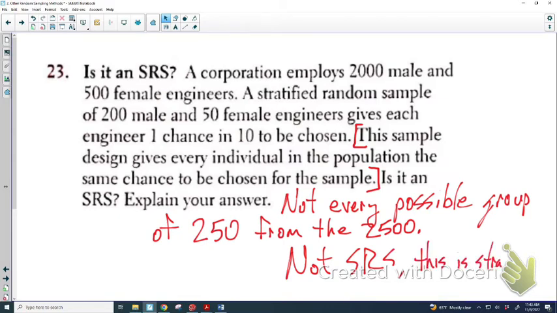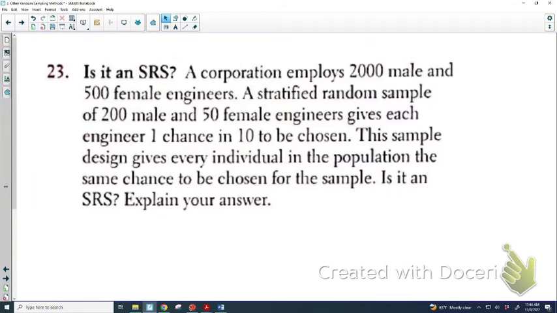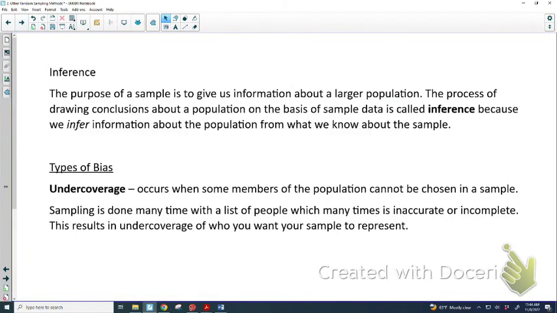I hope that makes sense to you. So two good examples of stratified and cluster. Next, we broke down types of bias. So in our class, we are trying to work towards making inference. So we are trying to infer something about a population from the sample we take. And if our sample is biased, then our conclusion is going to be off. So the first type is undercoverage.